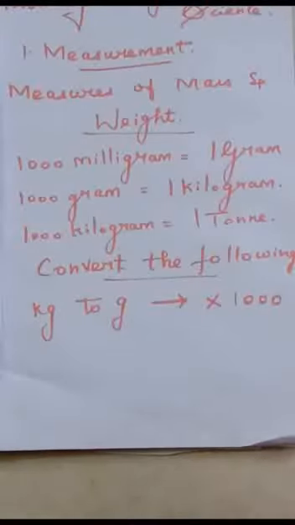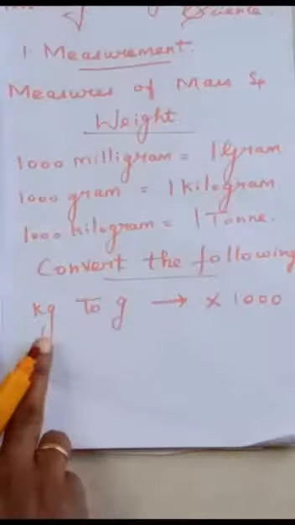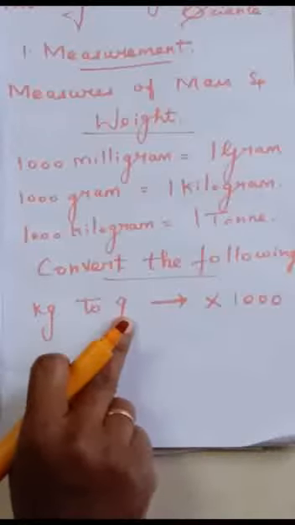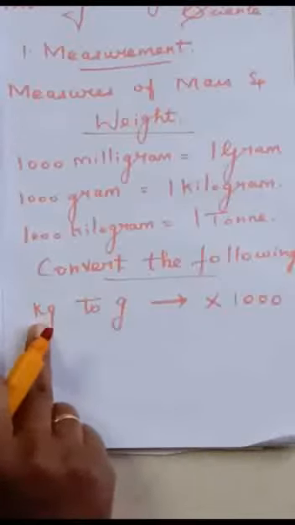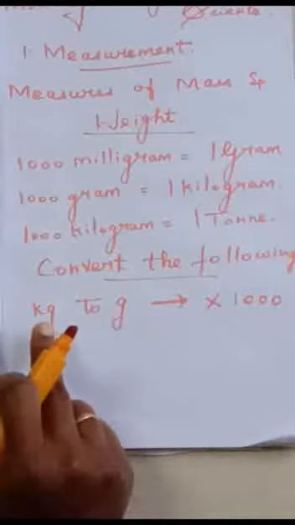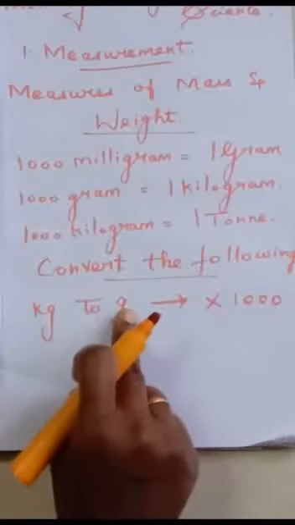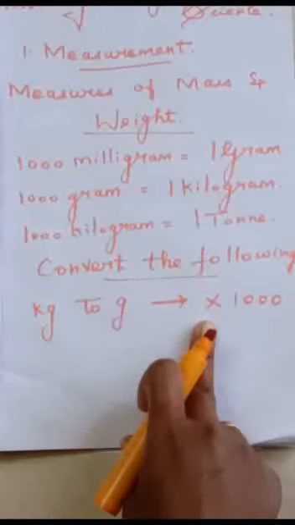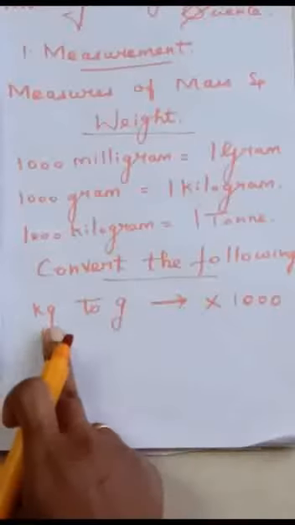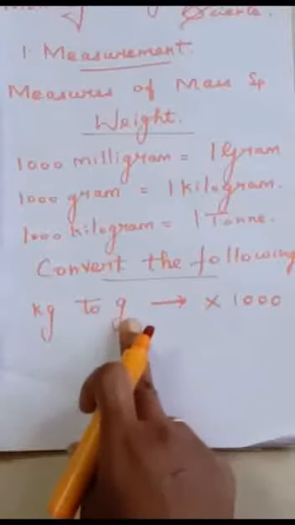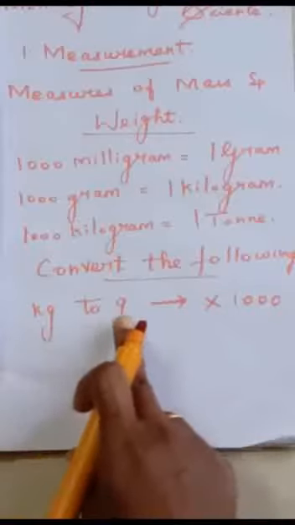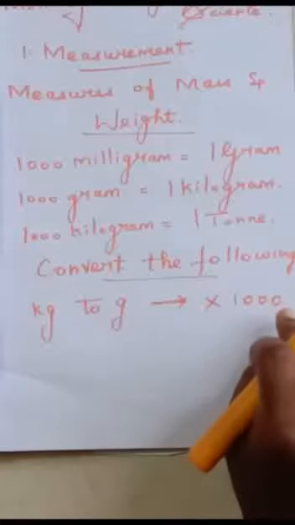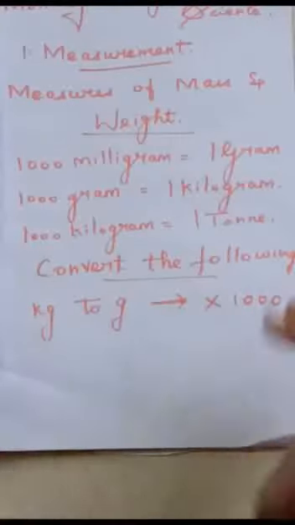I hope you are clear. Once again I'm repeating, if you want to convert kilogram to gram, this is the big unit and this is the small unit. Big quantity to small quantity. When we are supposed to convert big quantity to small quantity, what step do we have to follow? We have to multiply. This won't change. Once again, kilogram to gram is big to small, so we multiply with what? 1000. Fine. With this we are going to proceed with the sums.